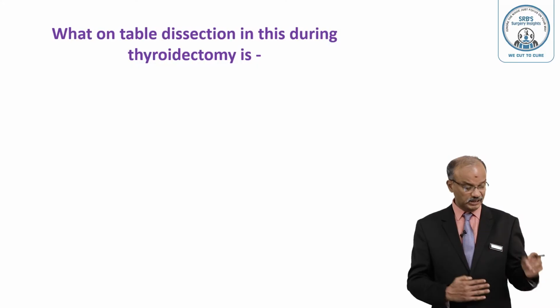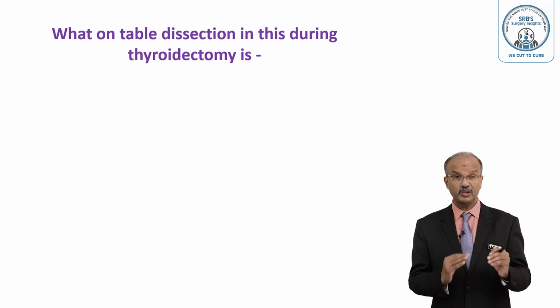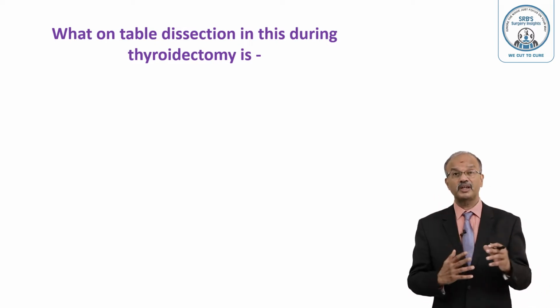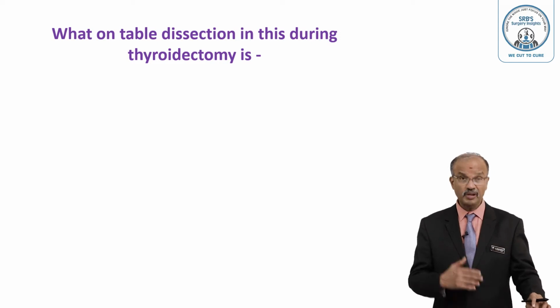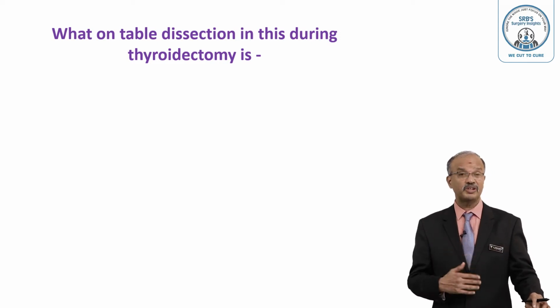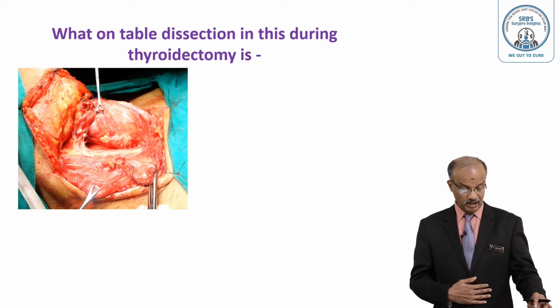So I will just discuss the on-table finding. Just see what exactly this one is. So what is on-table dissection during thyroidectomy? All of you know thyroidectomy technique, you should know. It will always be asked in operative surgery. You can always go through my book, operative surgery, and my clinical book and manual. It is given in detailed technique. SRB's Manual of Surgery, current edition, has given the detailed technique.